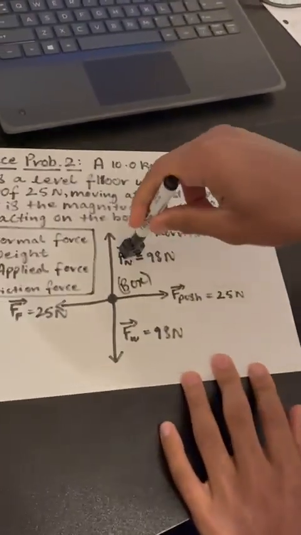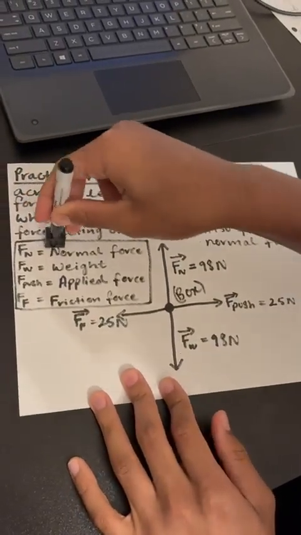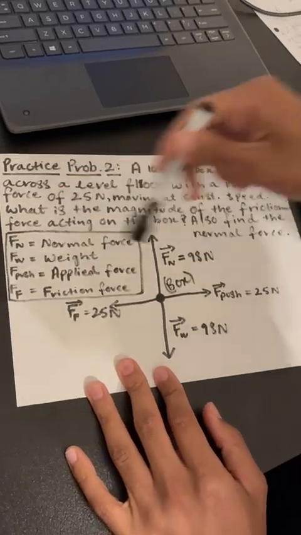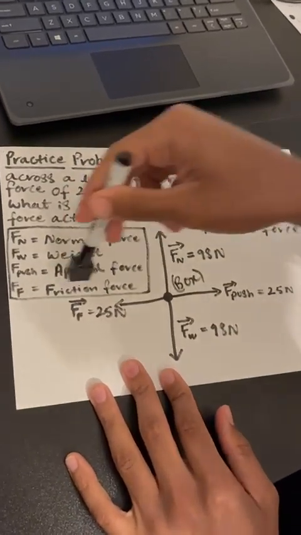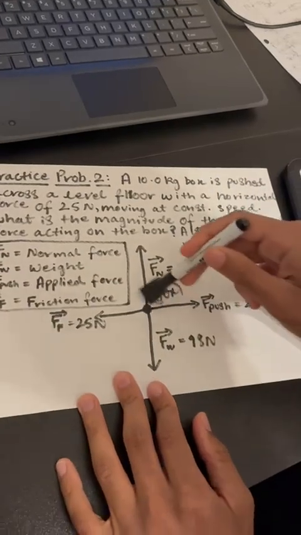Here's the free body diagram for reference again. Over here, the normal force is F sub N. The weight force is F sub W. The applied force is F sub push. And the frictional force is F sub F. And this is the box right here, which is a small dot.